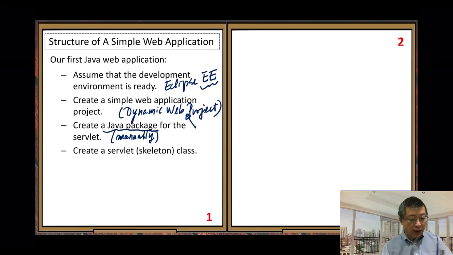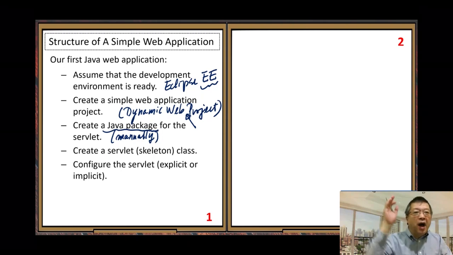All right. Next step, create a servlet skeleton class. How to create a servlet? In Eclipse, there is another wizard, so we can use that. We create a servlet, but it's a skeleton class. Empty code, but we have the basic structure of the servlet. You need to fill in the detailed business-related code inside that skeleton code. So that's the next step.